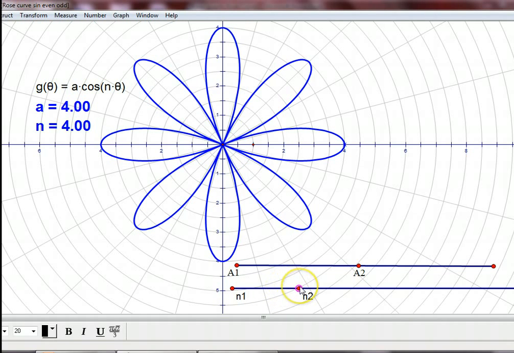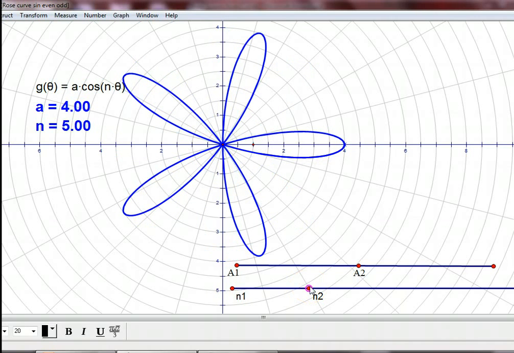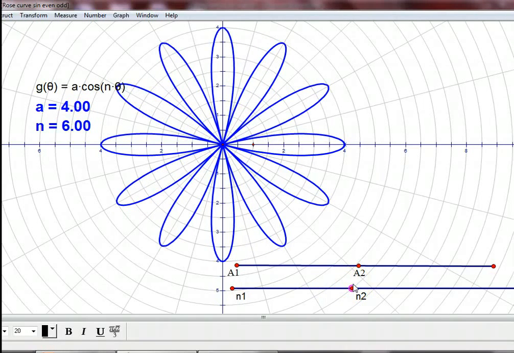Notice that when we have an even number for n, we have twice as many petals as n. And when we have n being odd, we have the same number of petals as n. So right now n is 5 and we have 5 petals. Here n is 6 and we have 12 petals.